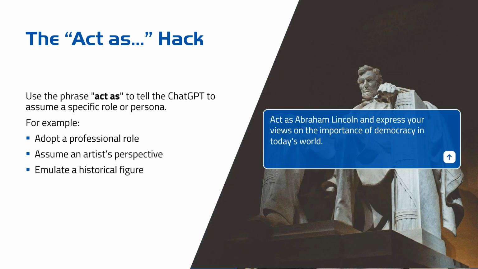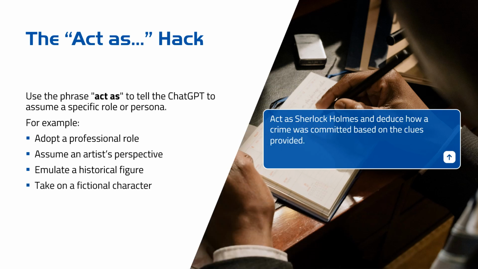This prompt encourages the AI to channel Lincoln's historical context and views, offering a perspective on modern democracy through the lens of his leadership during a pivotal time in American history. This prompt makes the model adopt the persona of Sherlock Holmes, encouraging it to apply deductive reasoning in a manner reminiscent of the character's style in literature.